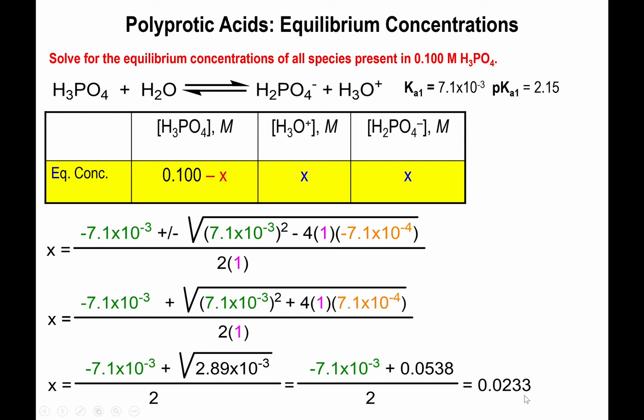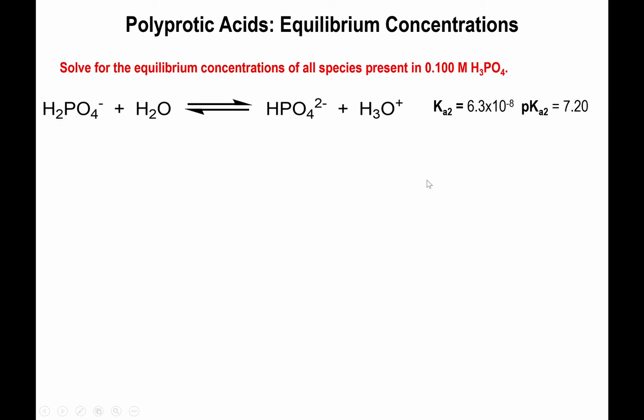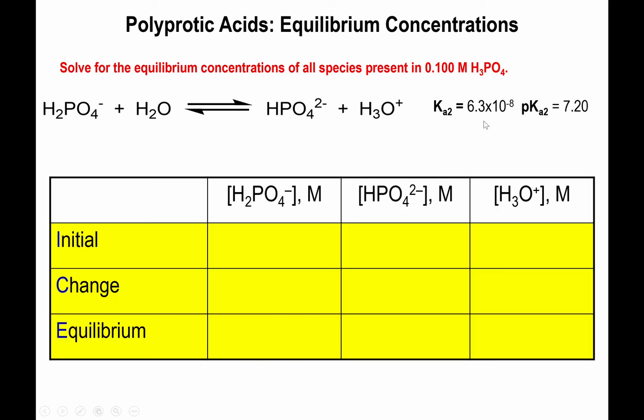0.0233. And if you substitute that number into the equilibrium expressions, you're going to find that the phosphoric acid equilibrium concentration is 0.0767, the hydronium concentration is 0.0233, and the dihydrogen phosphate concentration will be 0.0233. So this actually gets you to the vast majority of the values. Now we're going to jump into the second dissociation, the Ka2. And what we have to keep in mind is that we already have a value for dihydrogen phosphate and a value for hydronium from the previous step.